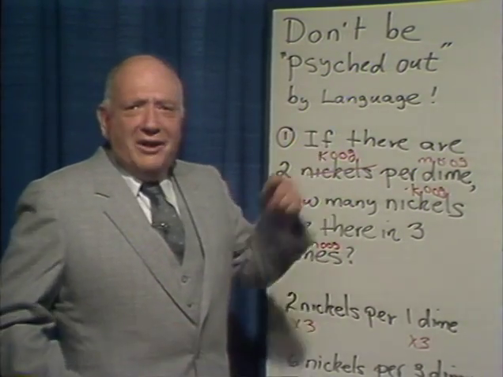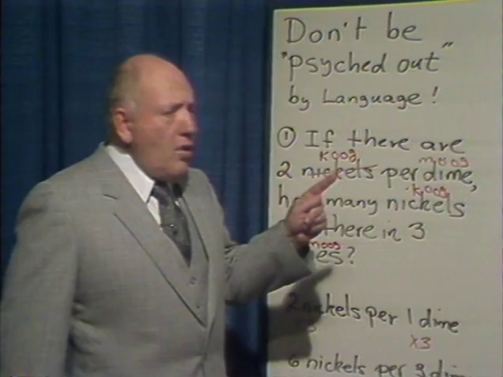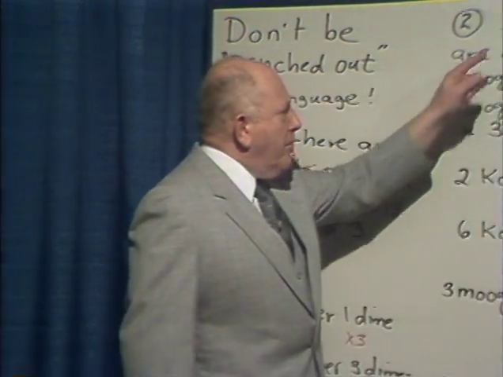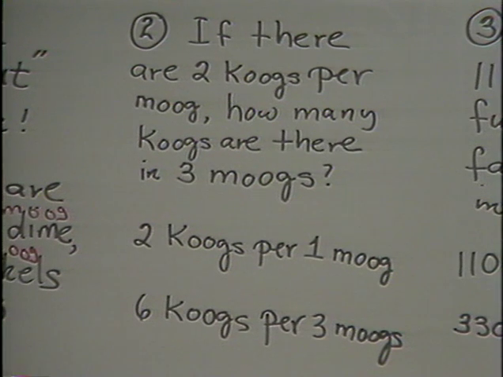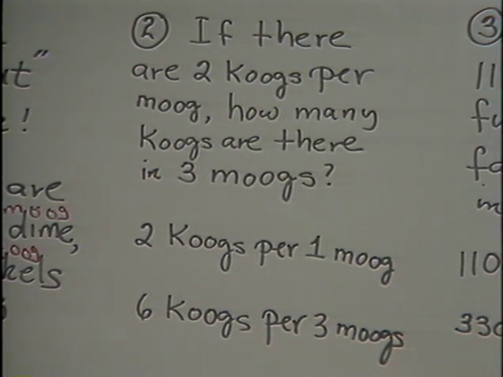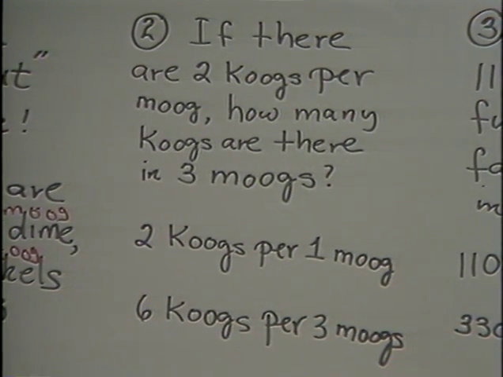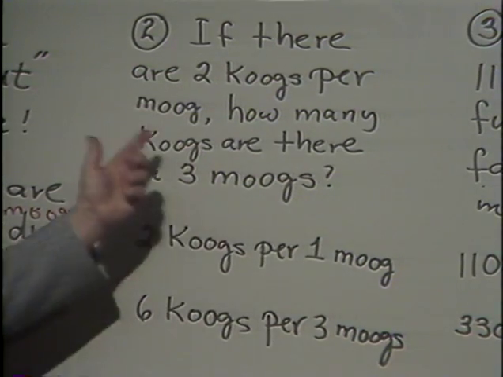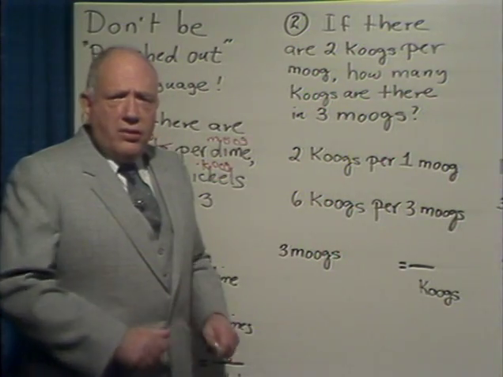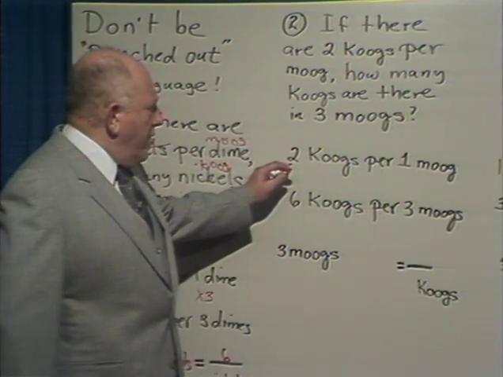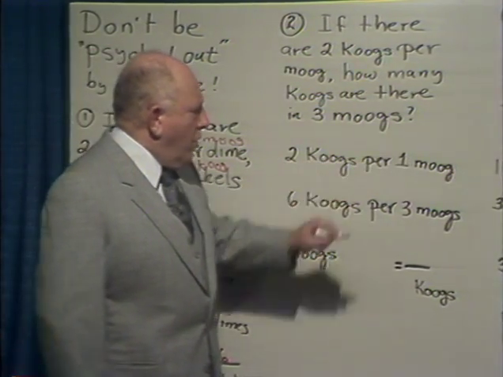Okay? Now, let's rewrite that problem, worded the way it is over here. The problem now says, if there are 2 koogs per moog, how many koogs are there in 3 moogs? Oh my God, this sounds like a tongue twister. And if you tend to panic over nouns that you haven't heard before, this is good grounds for panic. But notice that the philosophy of this problem hasn't changed. One way of doing this is I know that there are 2 koogs per 1 moog.